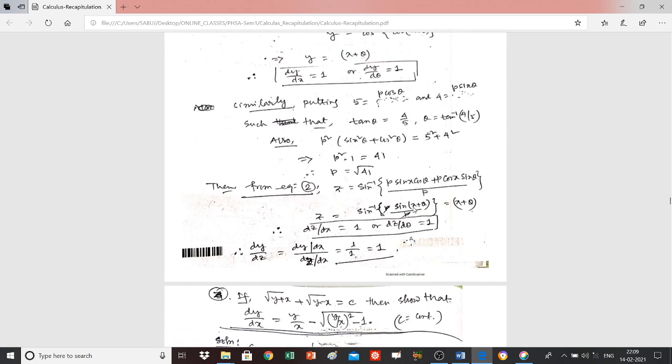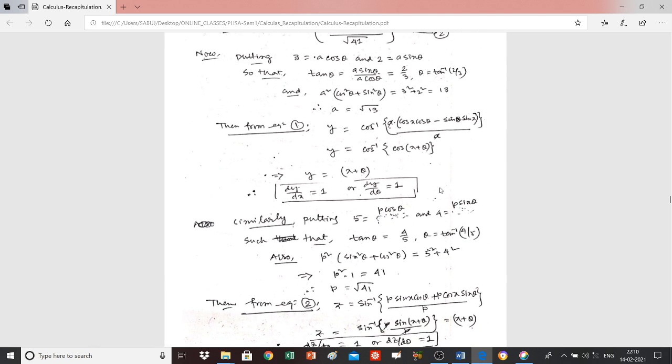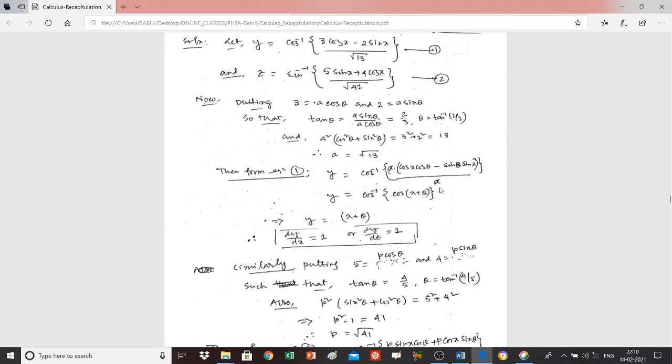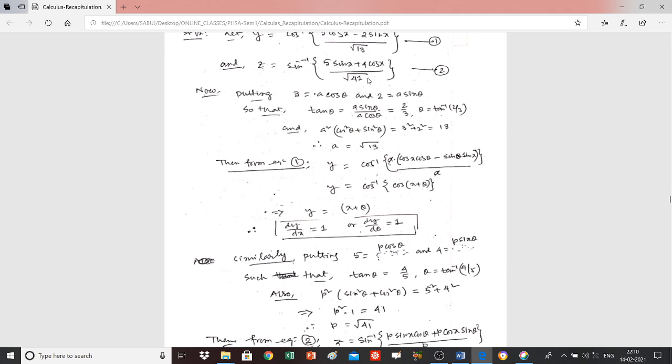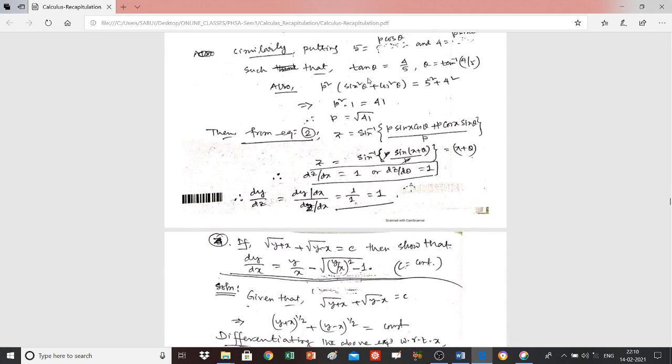Sin inverse of p sin x cos theta plus p cos x sin theta, by p. Just substitute the values of 5 and 4 in this expression, so you can simply obtain this. So sin inverse of this, that is x plus theta finally, and from here dz by dx is equal to 1, or dz by d theta is also 1. So dy by dz we can calculate as dy by dx divided by dz by dx. That is equal to 1 by 1, that is equal to 1.